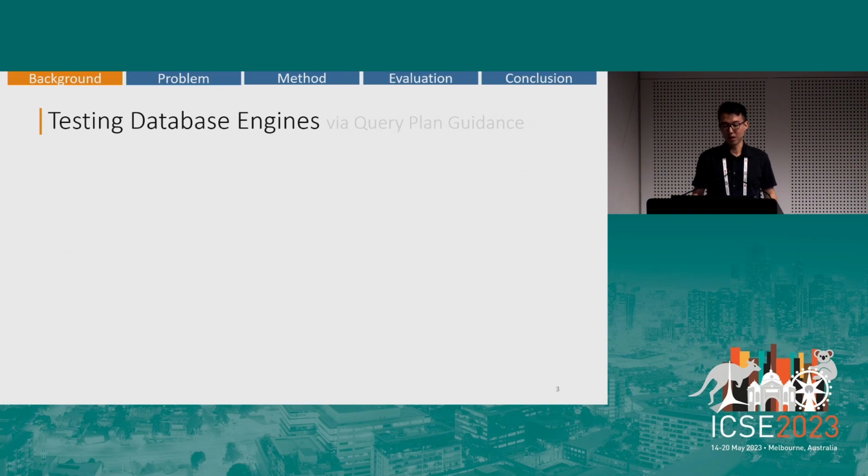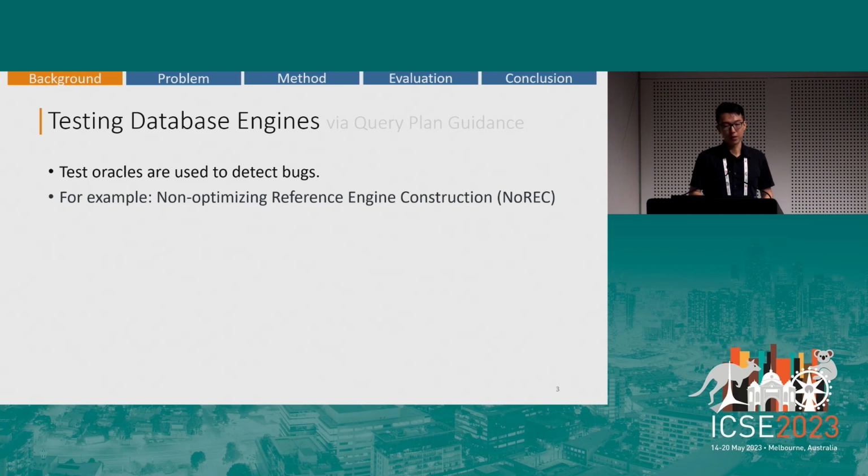To find these bugs, we need an oracle, to help us observe the bug and identify what the bug is. For example, if we want to detect logic bugs in the database, where a logic bug means incorrect results, here is the oracle we use to do that. We call it NoREC. It works as follows.